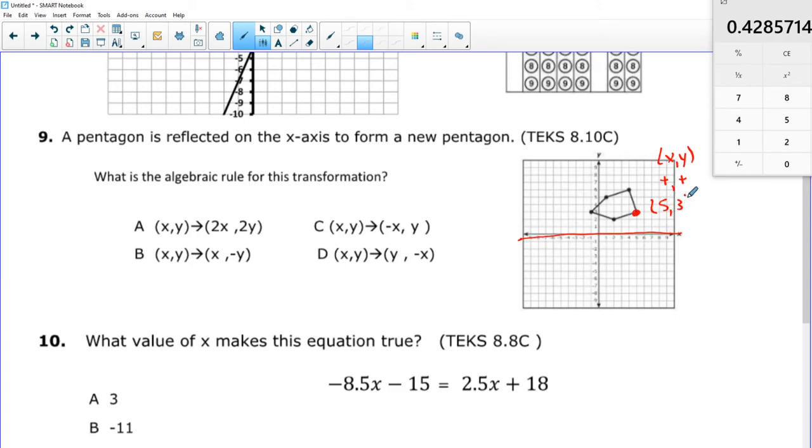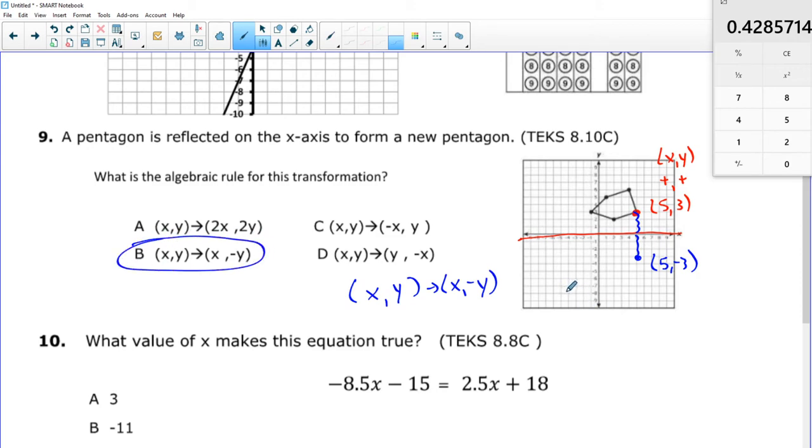5, 3. Okay? And if I reflect it over the x-axis, it means it's going to go from above the line to below the line. So 1, 2, 3 above, so it's going to go 1, 2, 3 below. So this is now 5, -3. So what changed? X is still the same. X moved to X, but Y went from +3 to -3. So we have the opposite of Y. So that's X, -Y, which is answer B.